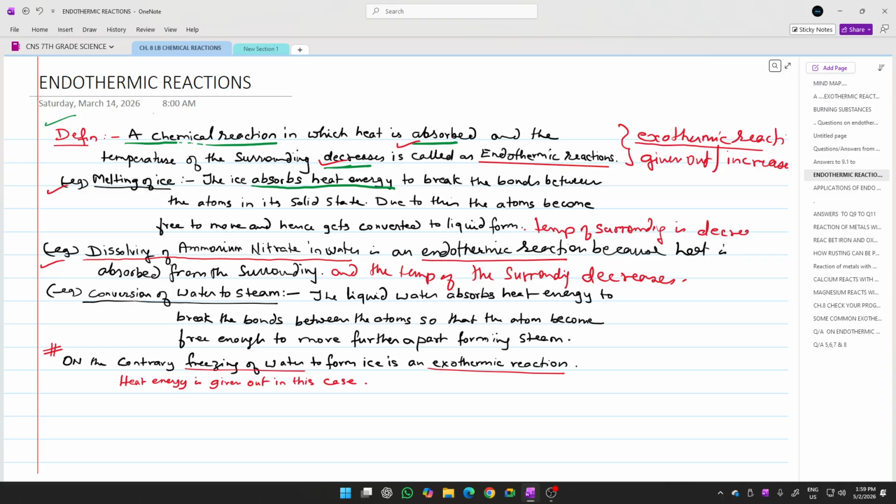The temperature increases in the case of an exothermic reaction. The temperature of the surroundings increases in the case of an exothermic reaction.